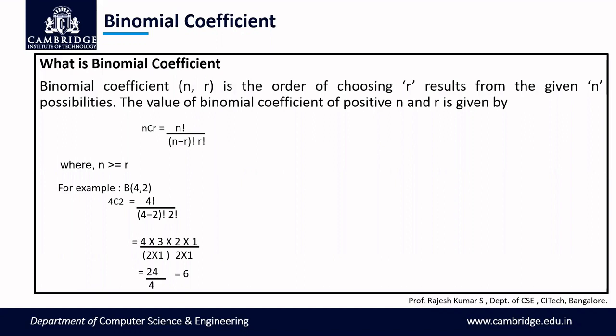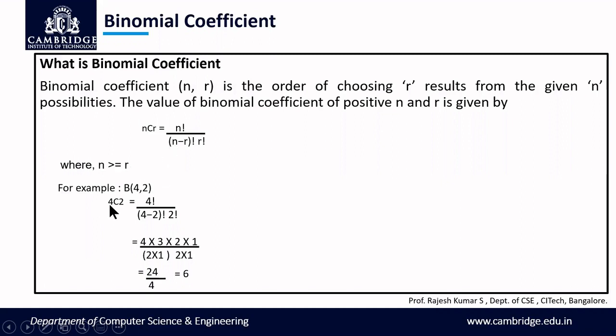And the formula is nCr equals n factorial divided by (n minus r) factorial into r factorial. This is the formula to find the binomial coefficient. For example, if the n value is given as 4 and the r value is given as 2, how do we find the binomial coefficient of this? This can be done by substituting the n and r values in the formula.